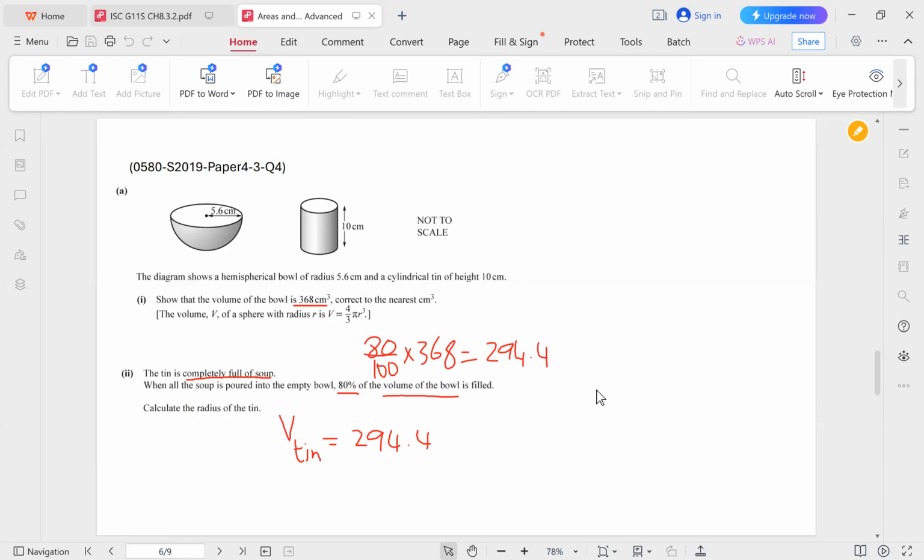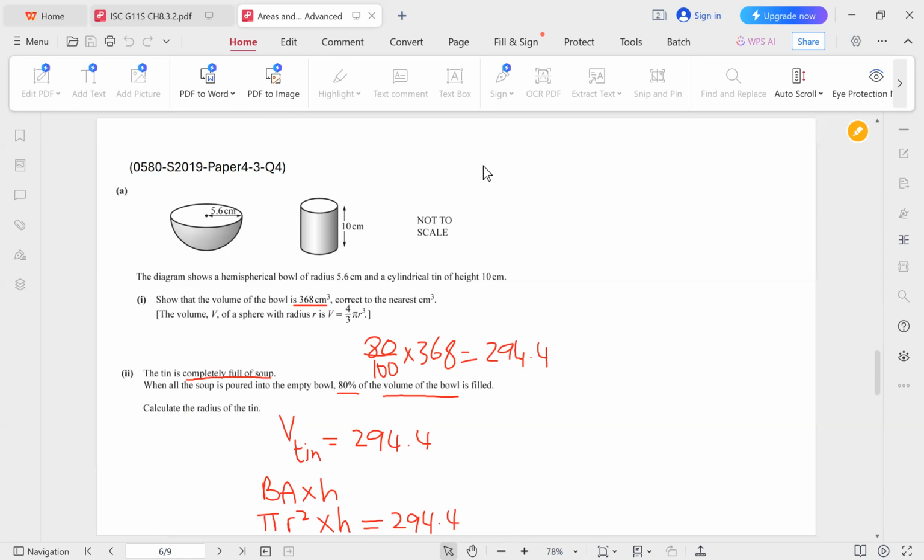Now the tin is a cylinder. How can we find the volume of the tin? It's base area multiplied by height. So base area multiplied by height would be pi r squared multiplied by height. And this has to equal 294.4. We are required to find the r, the radius. And everything here is in centimeters, so there is no need to convert from any unit to another. We will just work with centimeters as per the given information.